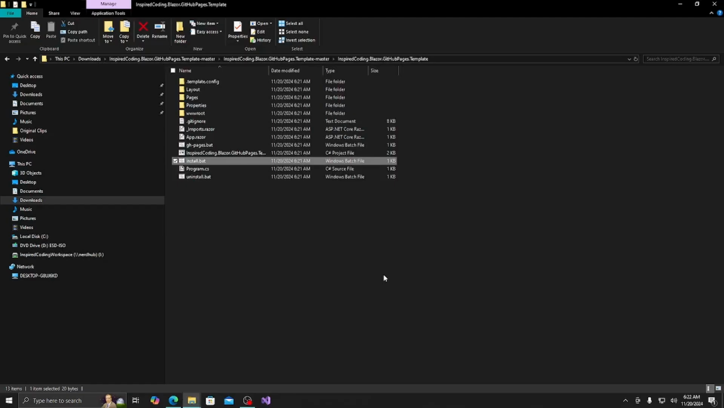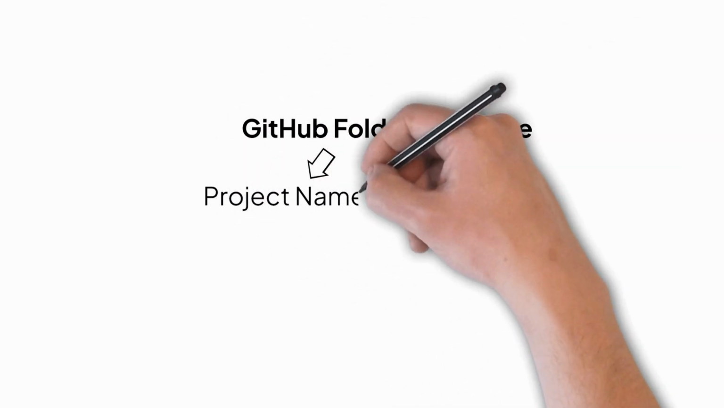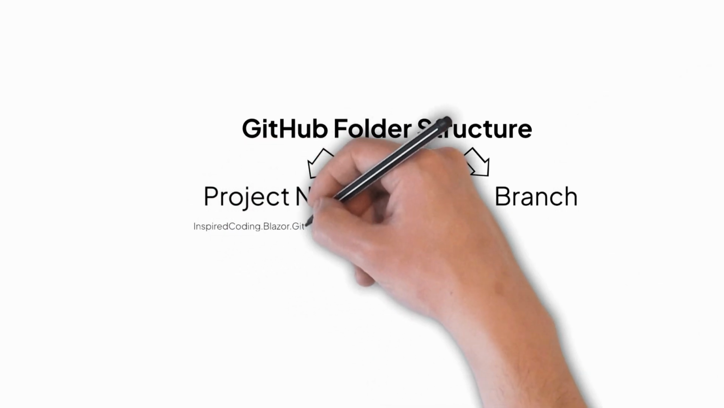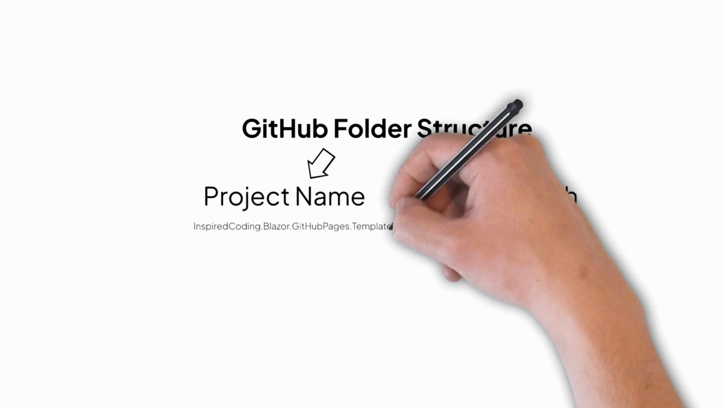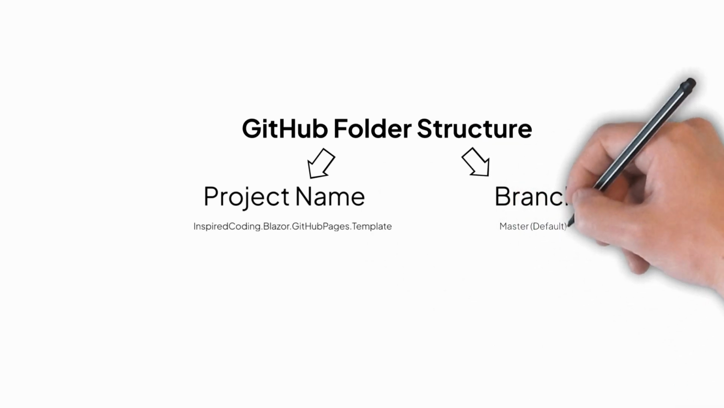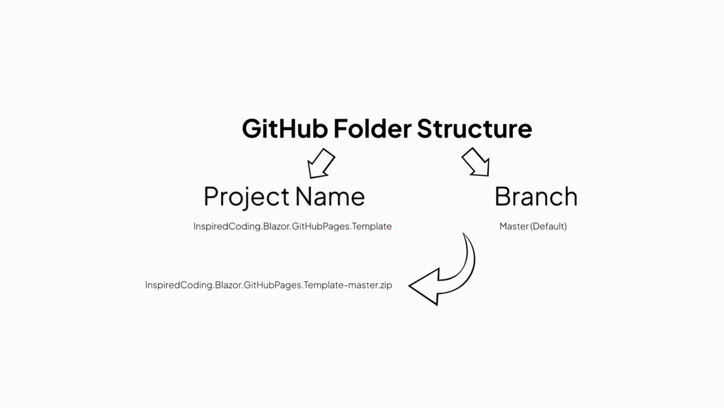Those folders are quite a mouthful, but that's how GitHub structures the code it stores. Broken down, it's the project name and the branch, which means the version of the code you are working with. So in this case, inspiredcoding.blazor.githubpages.template is the project name, and master is the branch of code you want for the project. Master is the default branch that every project has. We will get more into creating different branches in a later tutorial.